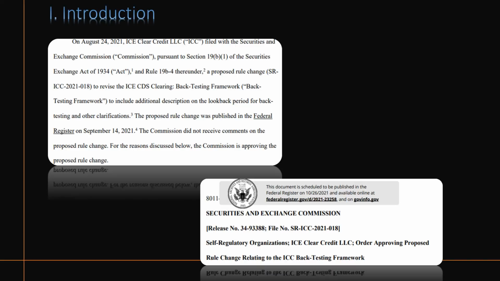They didn't receive any comments, so for the reasons discussed below, the Commission is going ahead and approving this rule change. It's scheduled to be published tomorrow on the Federal Register, 10/26, likely the implementation date of this. Let's go and take a look at what this is.